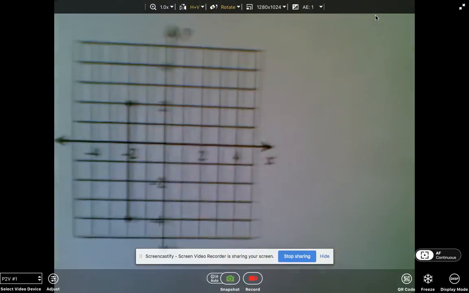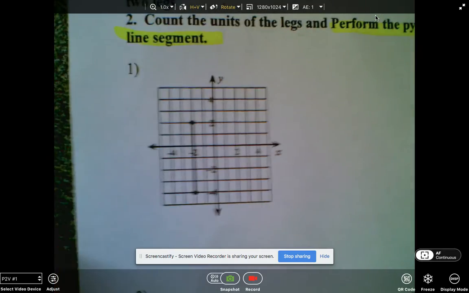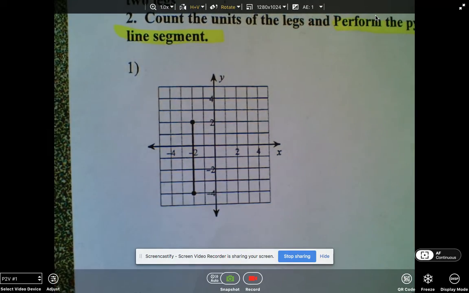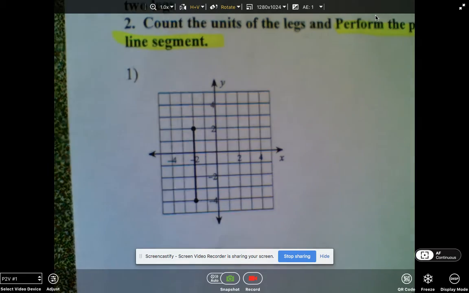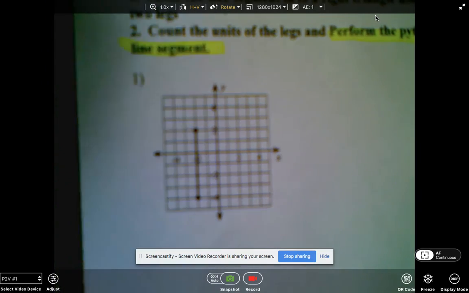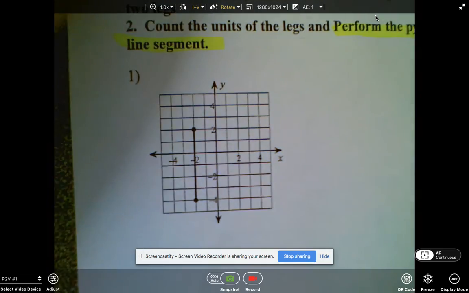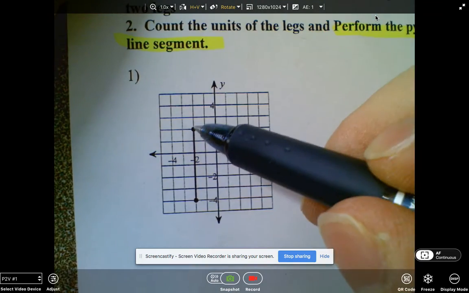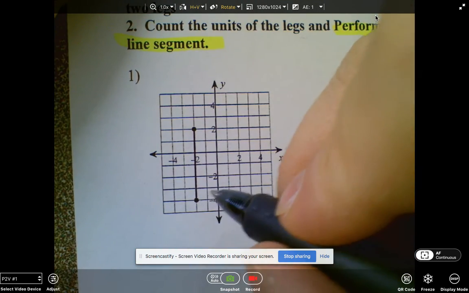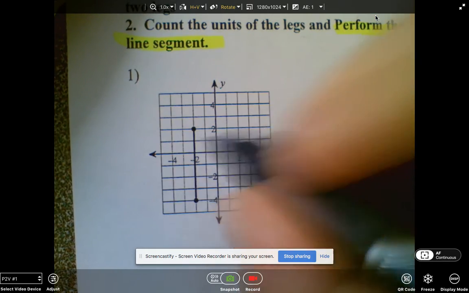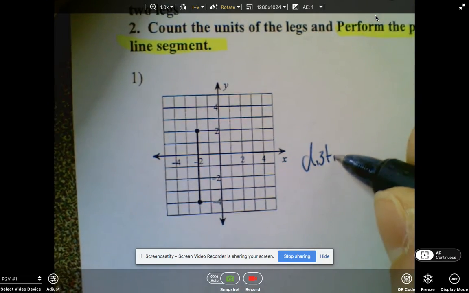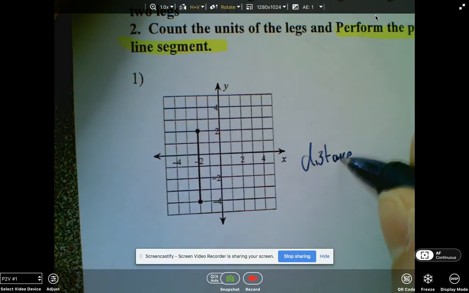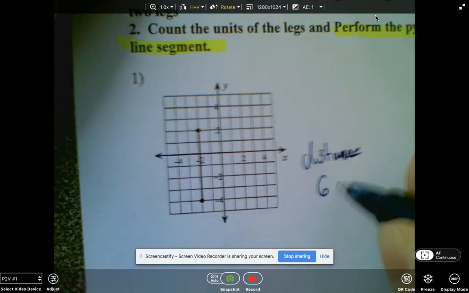Can someone tell me why number 1 you probably don't even need to use the Pythagorean theorem if you want to find the distance between this point and this point? Yeah, it's a straight line. You can just count it. So for a scoosh, can someone count the distance from here to here? 1, 2, 3, 4, 5, 6. So the distance here is 6 units. All right.